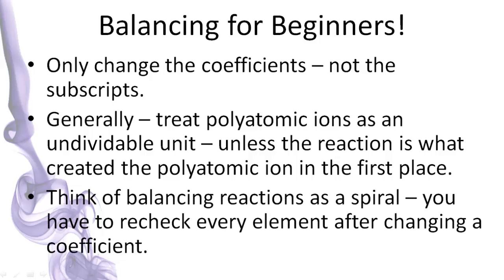Next, think of balancing reactions as a spiral. You have to recheck every element after changing a coefficient. So if I had, let's say, carbon dioxide, and I changed that to be 3, any place that had carbon I'd have to change again, and any place that used oxygen I'd have to change again.